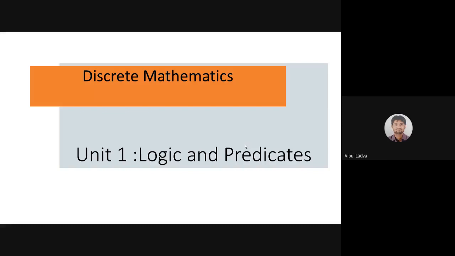This is Vipul, and we are dealing with the first unit. We are done with units 4, 5, 6. After that, we switch over to discrete mathematics, and out of that, the first unit is being covered. So this is the first unit, logic and predicates. In this, we are supposed to take an introduction to some of the logic operators.